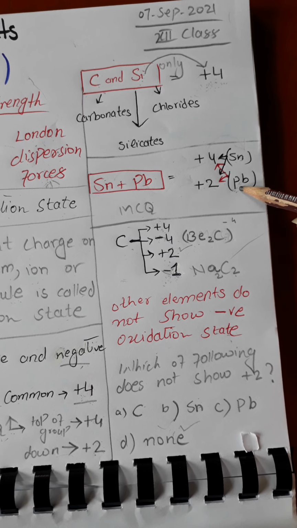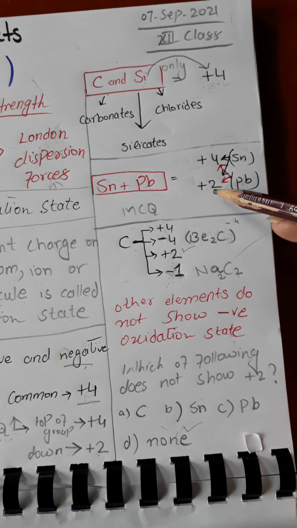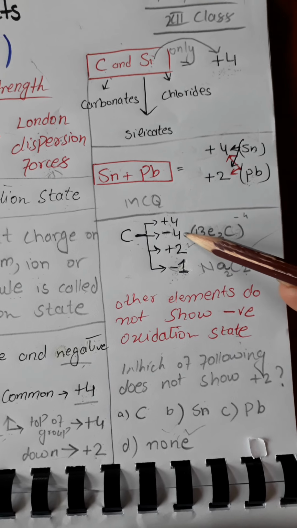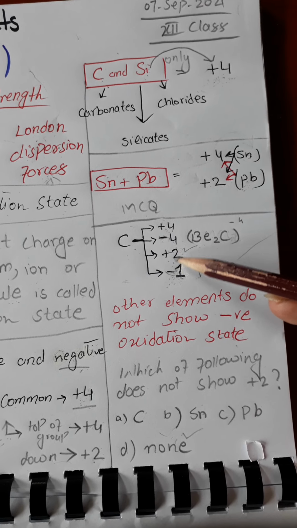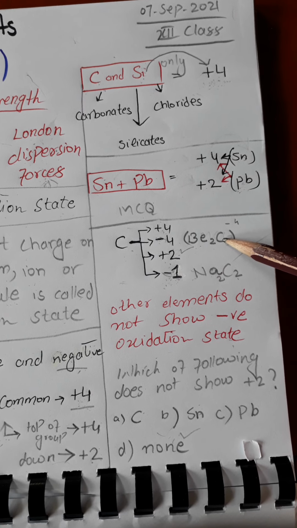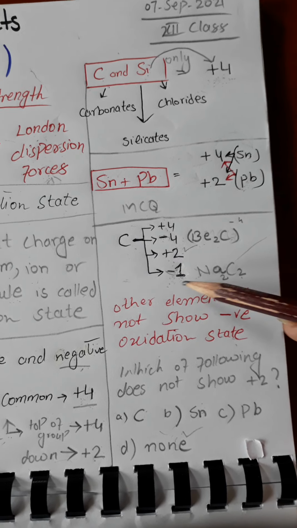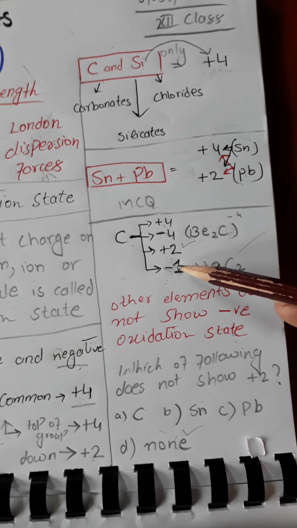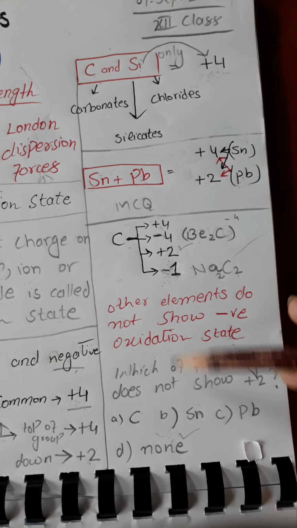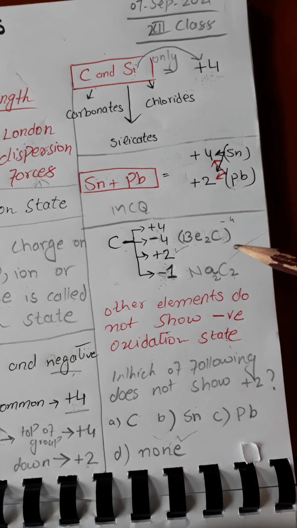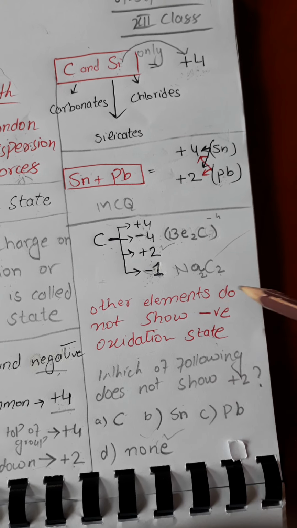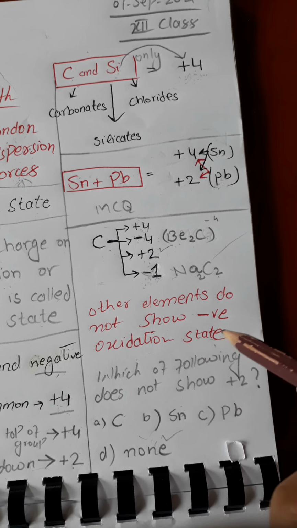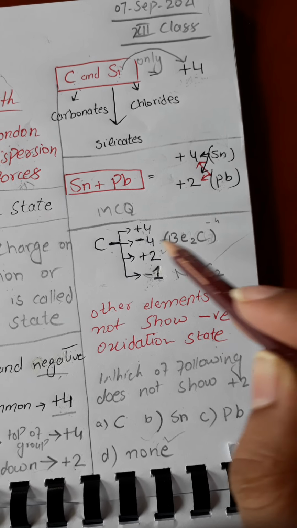Lead is the lowermost element, and it has +2 oxidation state, while carbon shows different kinds of oxidation states, like +4, -4, +2, -1. In the case of beryllium carbide, it shows -4, while in the case of sodium carbide, it shows -1. So there can be different MCQs. Students, another important thing is that other members do not show negative oxidation state. You must remember only carbon shows negative oxidation.